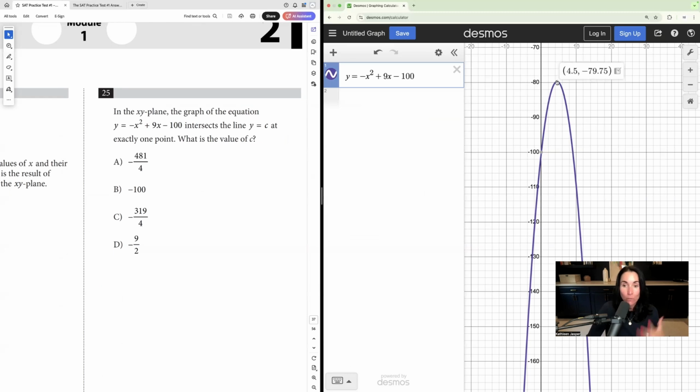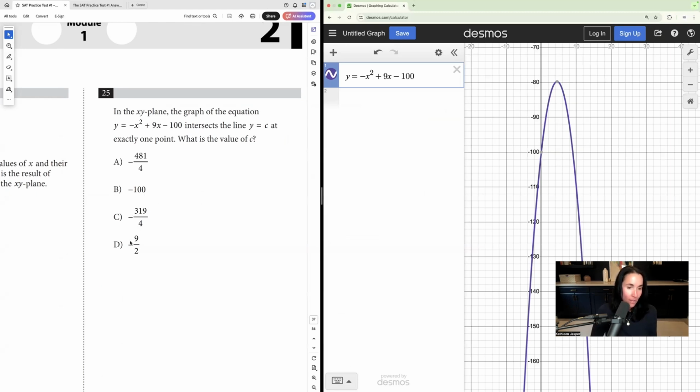Now let's do the same thing we did before. 481 divided by 4, I think is going to be too big. Let's have a look. Yeah, that's negative 120.25, too big. I need it to be negative 79.75, okay? Negative 100 is out. Let's have a look at C. 319 divided by 4. I'm using my handheld here. Negative 79.75, because it's a negative here. Does it match the y here? Yes, it does. C is my answer.